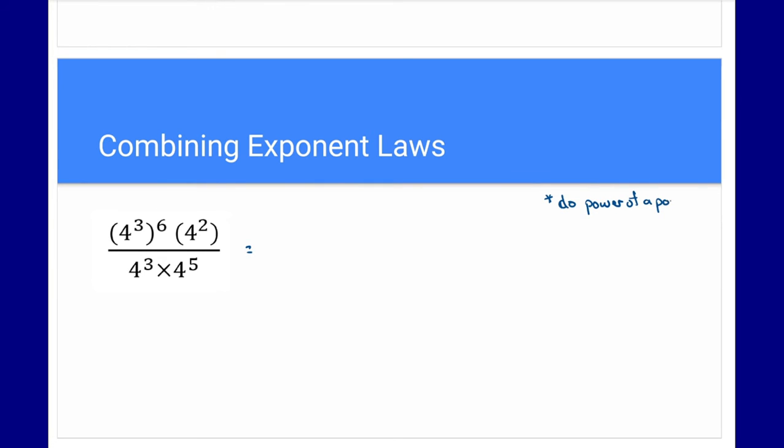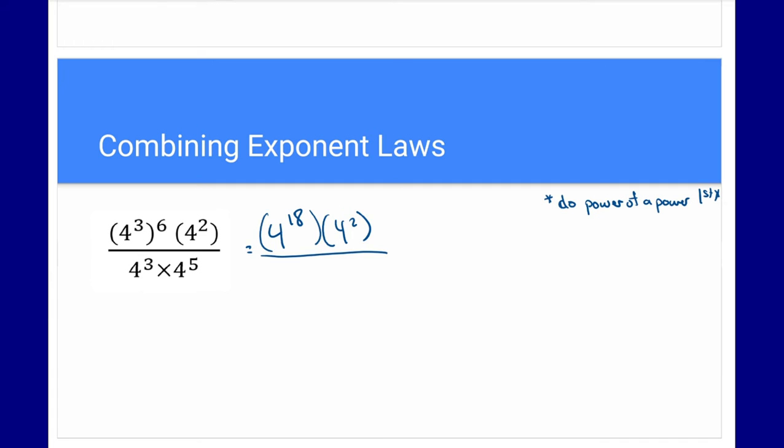So do power of a power first when we have multiple things to worry about. I'm going to take care of this power to the power here. 4 to the power of 3 to the power of 6, I multiply, so I have 18. That's still then multiplied by 4 to the power of 2. On the bottom, I can simplify that because I'm not doing anything yet.